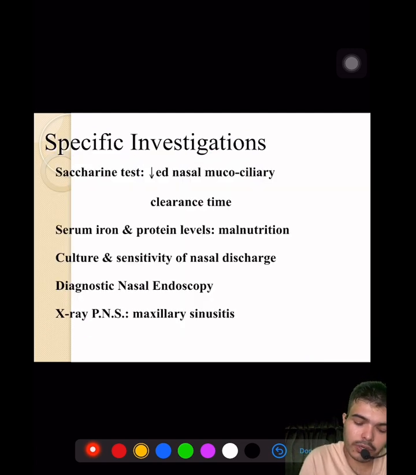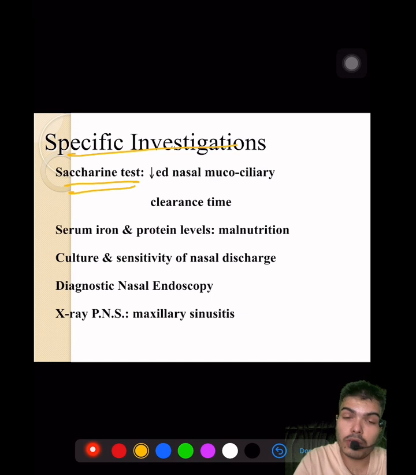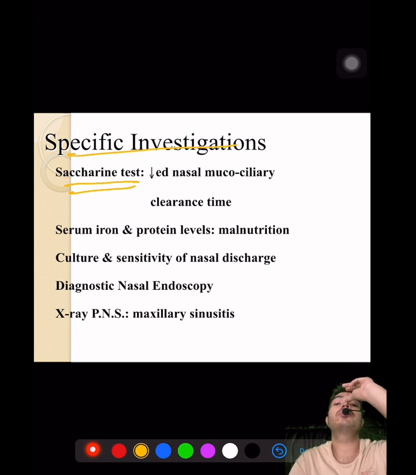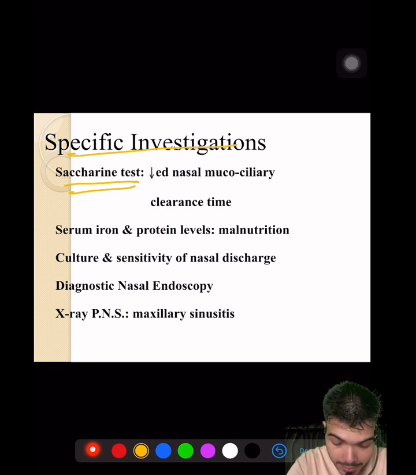For specific investigation, you can go for saccharine test, X-ray PNS, CT scan, nasal endoscopy, or just an examination of the turbinates like this. Go for Bull's lamp examination. Just open here and look into the vestibule, then use the Thudicum speculum and open it and look inside the nasal cavity.